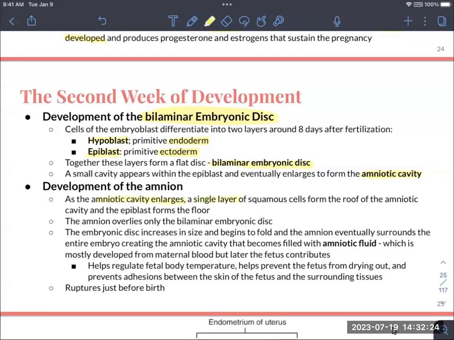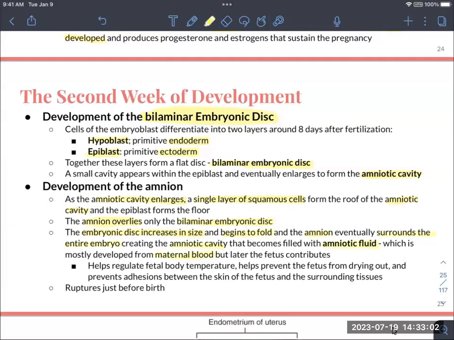We have a layer of squamous cells that are going to form at the roof of that amniotic cavity. The amnion is going to lay over top of that bilaminar embryonic disc. That's going to continue to increase in size. It starts to fold. The amnion is going to surround the entire embryo. That's what creates the amniotic cavity, and it starts to fill with amniotic fluid, and it's mostly from the maternal blood.